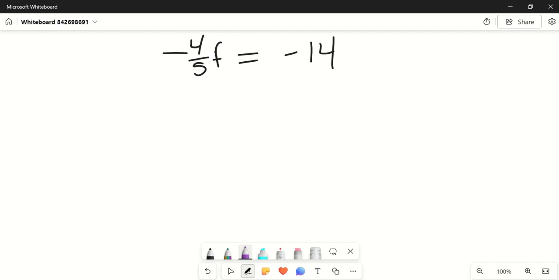There we go. So this side's going to be divided by negative 4/5, and I know it looks a little weird, but that's what that means. That will cancel out. That'll all go away. F will be by itself now. But I have to divide this side by negative 4/5 as well.